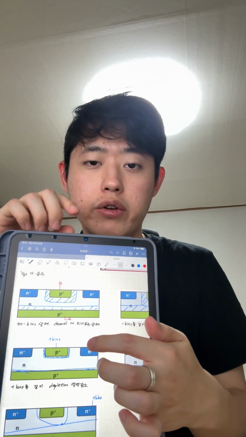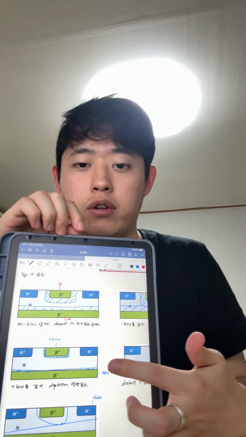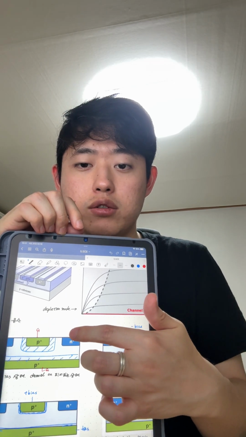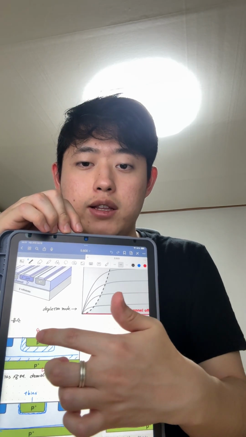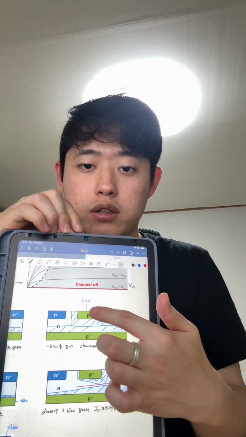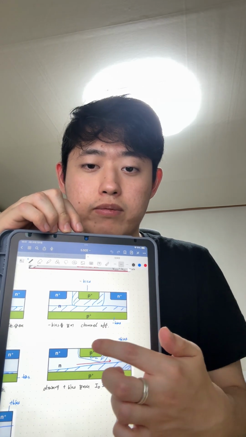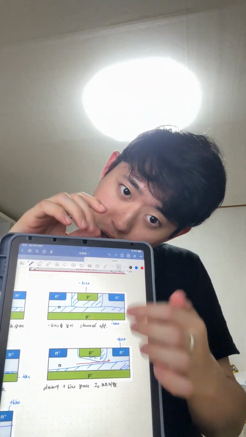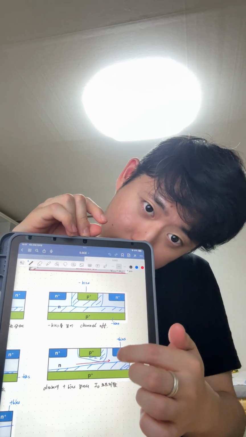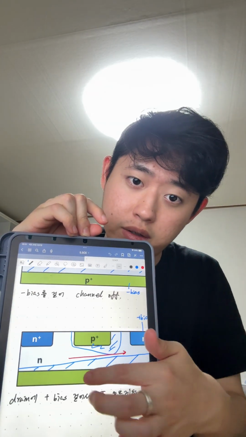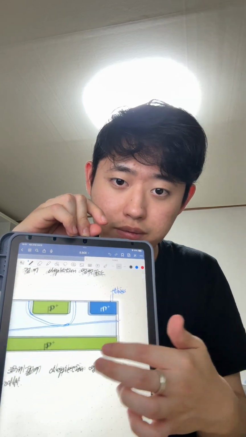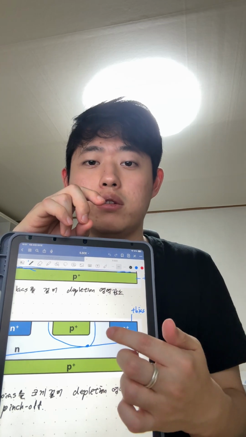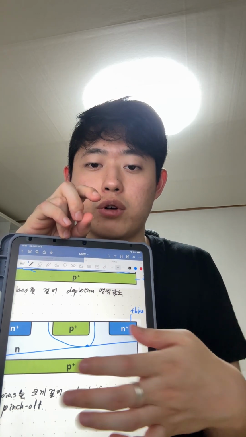In the JFET, when there is no bias on the gate, and the gate is P-plus, and VDS is applied, the channel will become thinner because of the VDS, like this. And when the depletion regions touch each other, there will be pinch-off. Okay.